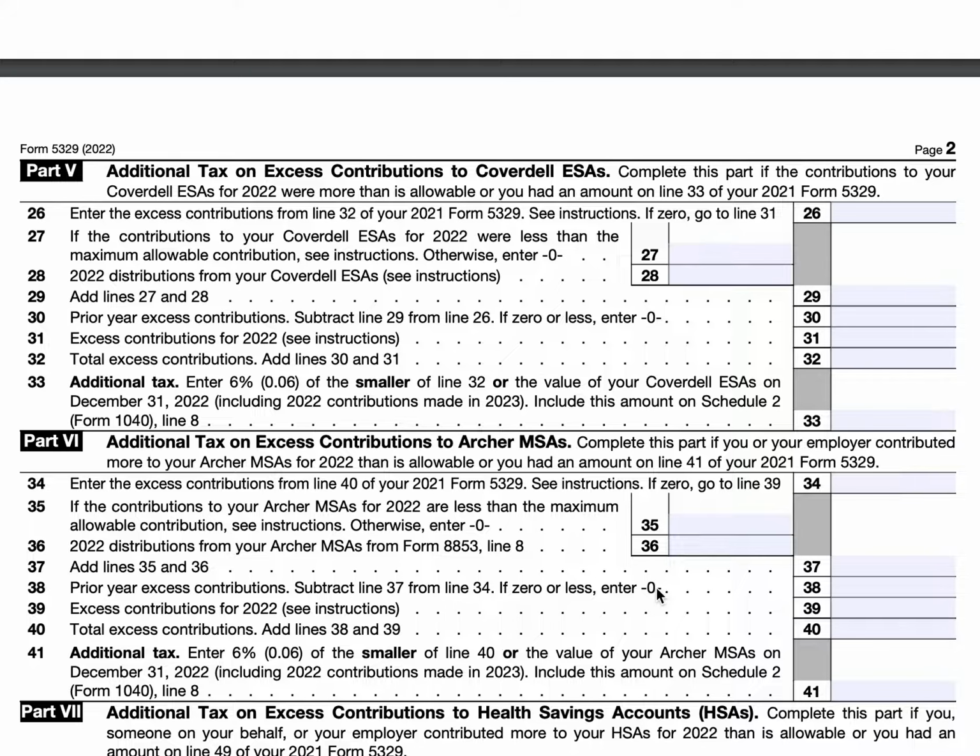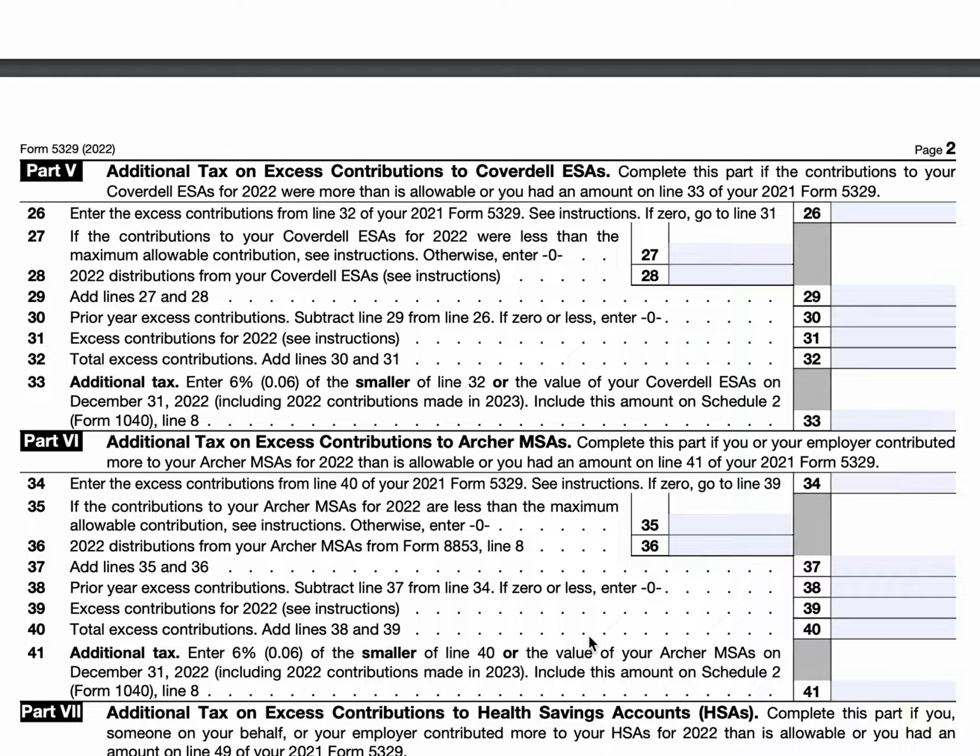For line 39, you'll enter your excess contributions for 2022. You can withdraw some or all of the excess contributions, and they will be treated as not having been contributed if you make the withdrawal by the due date, including extensions of your tax return, and you withdraw all income and include these earnings in gross income for the year.